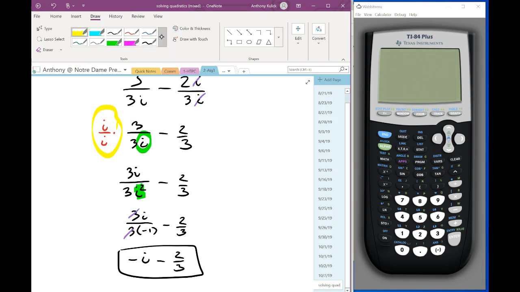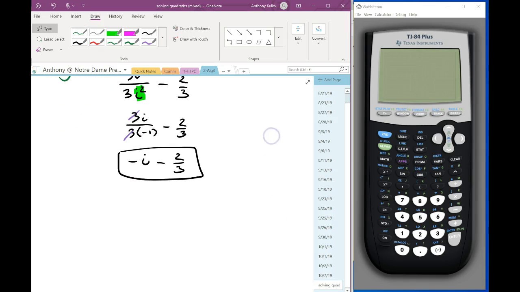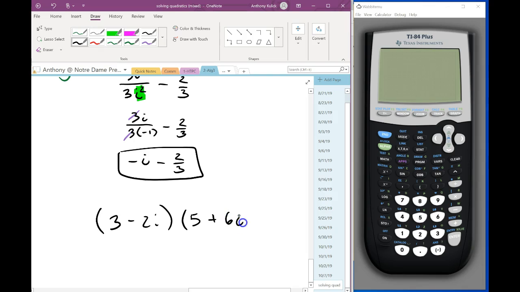So this action right here that we're doing to get the i out of the denominator is called multiplying by the conjugate. Now, when you have a purely imaginary part as your denominator, that's not too difficult. Let's look at our final, most difficult case.